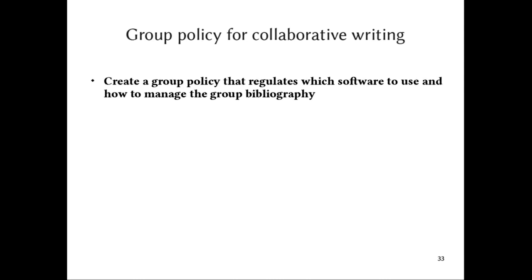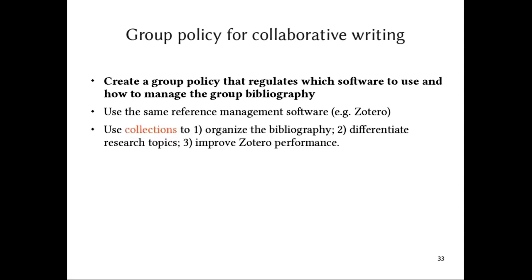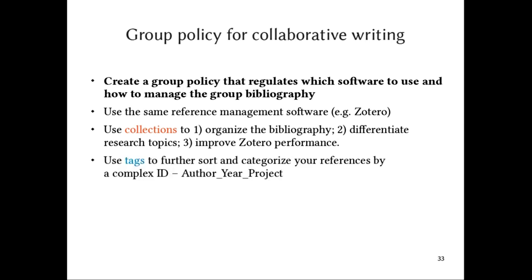Okay, I have some suggestions for the group policy, especially for collaborative real-time writing. First of all, you should create a group policy that regulates which software to use and how to manage the group library. For instance, use the same reference management software, Zotero. Use collections to organize the bibliography, to differentiate research topics, to improve Zotero performance. By collections, I mean those folders that are usually in the left pane. Then you can also use tags to further support and categorize all your references by complex ID, for instance, author, year, project. This is a good idea.